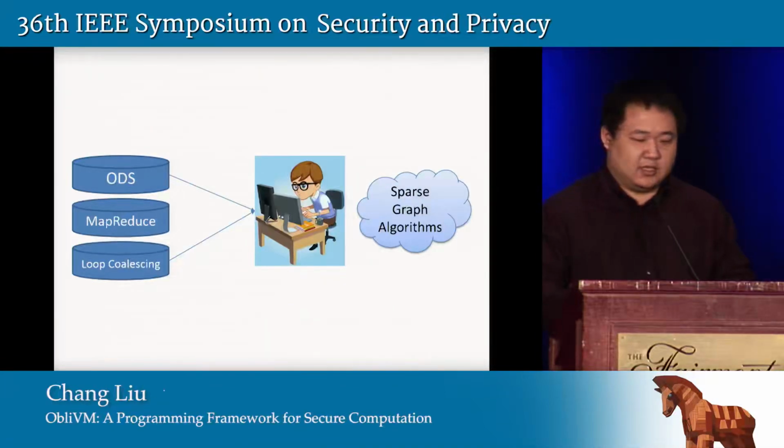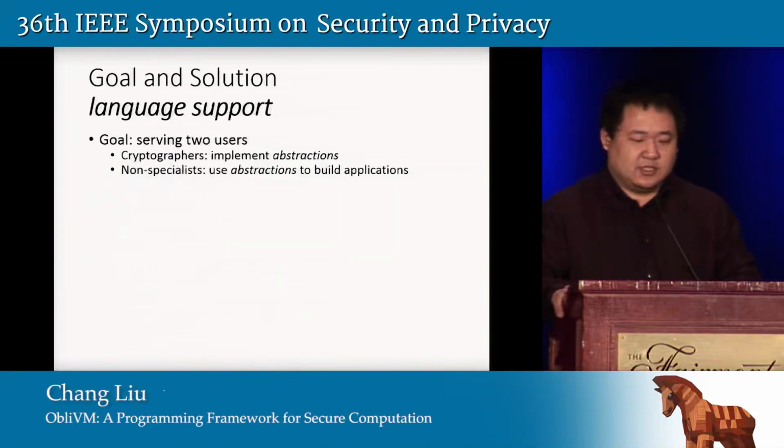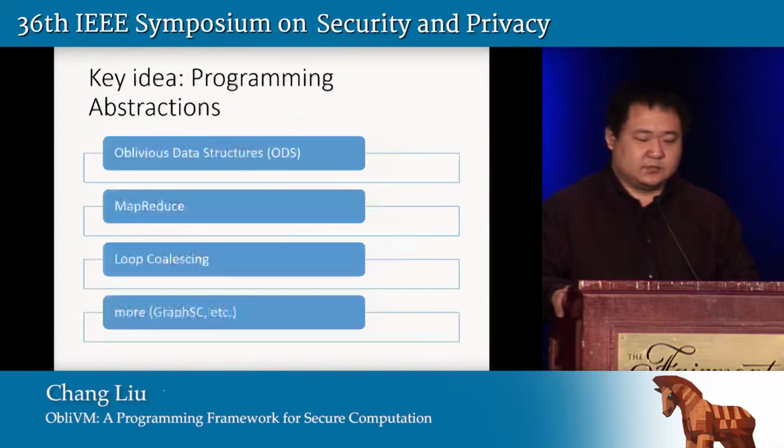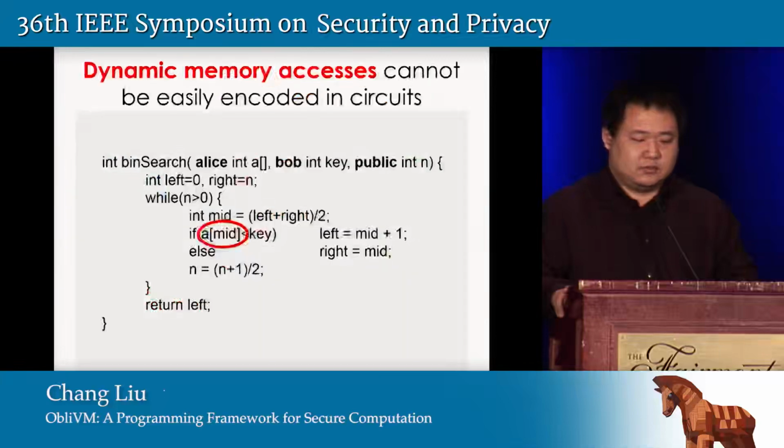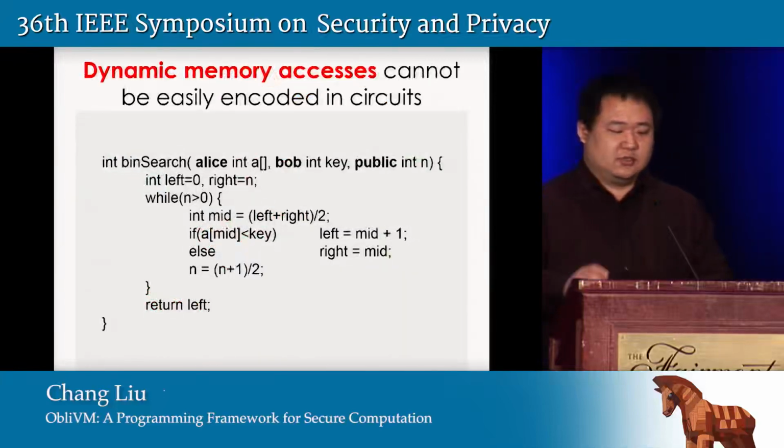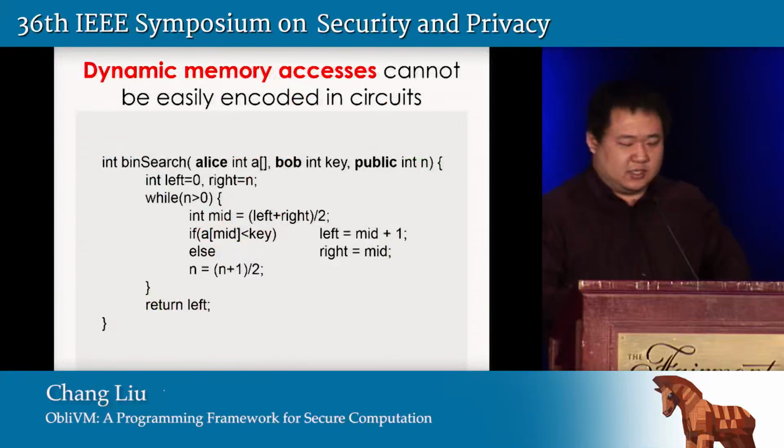Right. Yeah, I think that's a good point. Let me go back to there. Oh, yeah, here. This is actually what the programmer needs to write. This program can be compiled in our ObliVM compiler. The compiler will handle the memory access by itself. Yes, the compiler can figure out which part needs to be placed in ORAM and which part does not need to.